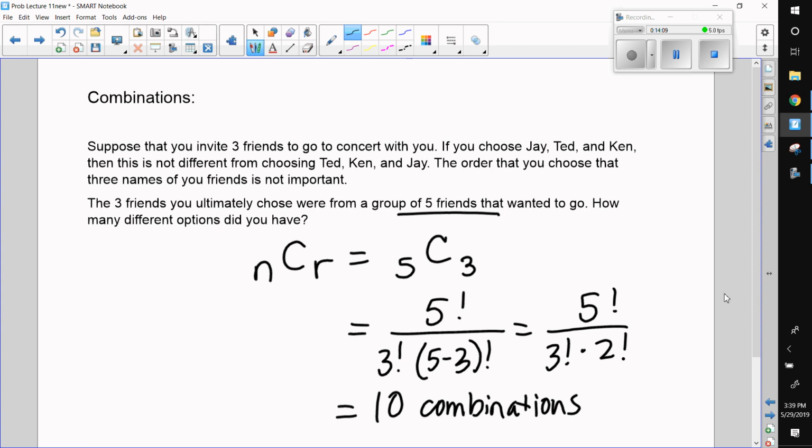So of those 5 people, choosing 3 of them to go with you actually posed a pretty big situation for you. 10 different ways you could have picked those 3 people. Jay, Ted, Ken, Jay. It could have been the other people thrown in there as well. We could do a whole tree to get to it. But that's a lot of work, and this makes it a lot easier for us.